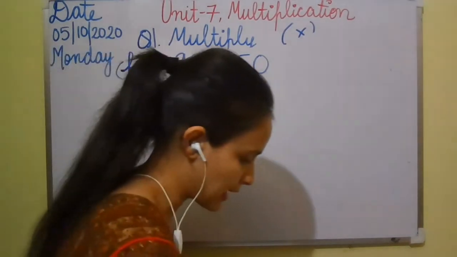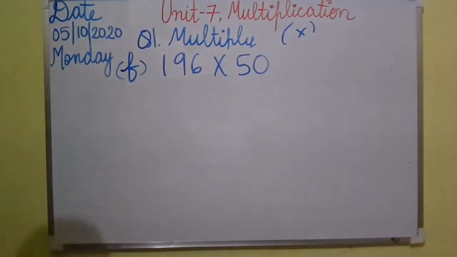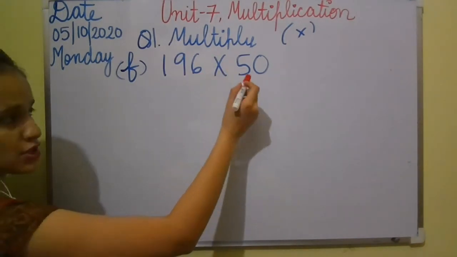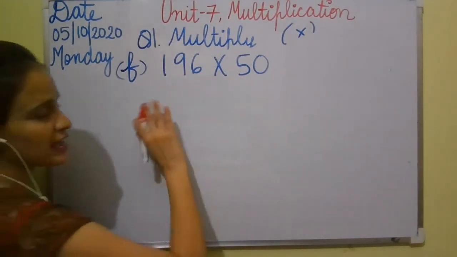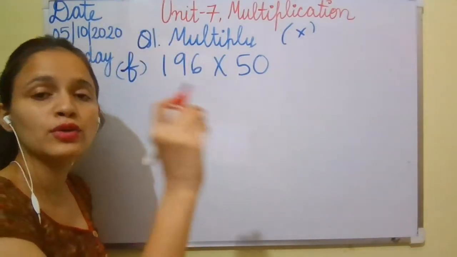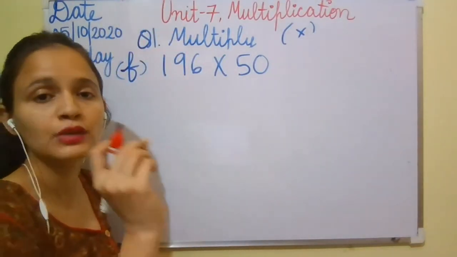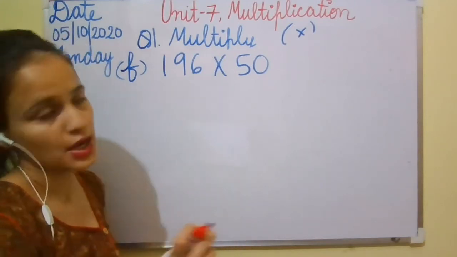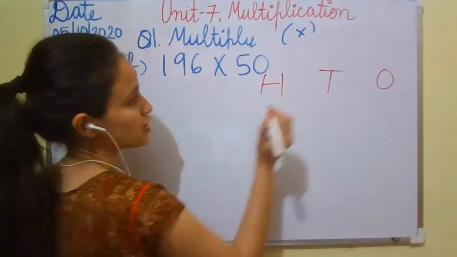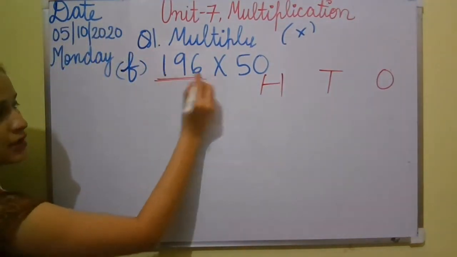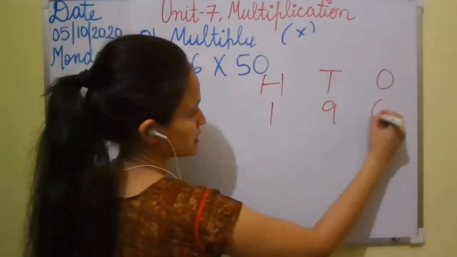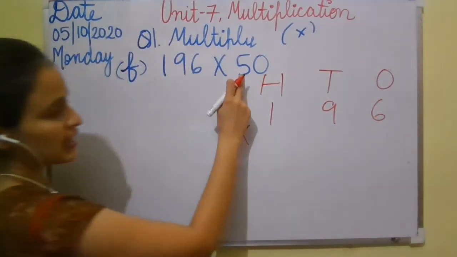196 multiplied by 50. Okay, so as you can see, this is a 3-digit number and this is a 2-digit number. So we are going to arrange both the numbers. Now here we have seen it is a 3-digit number. So we are going to arrange the numbers by writing the format ones, tens and hundreds. Okay, so first we are going to write ones, tens and hundreds because this is a 3-digit number, right? So we are going to write 196 multiplied by 50.